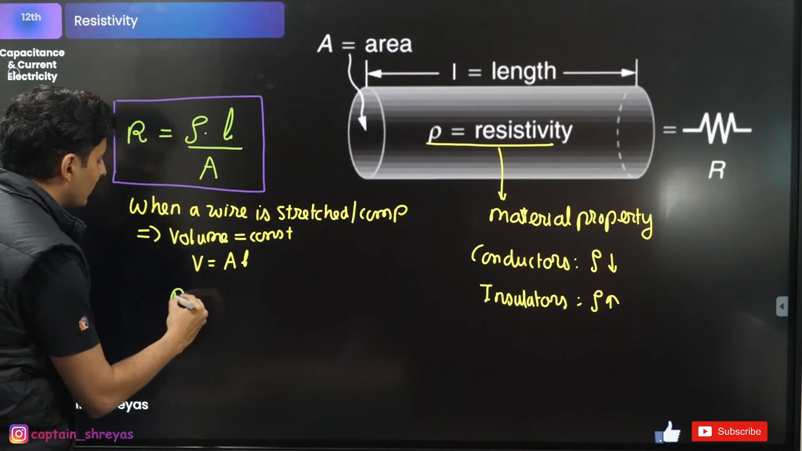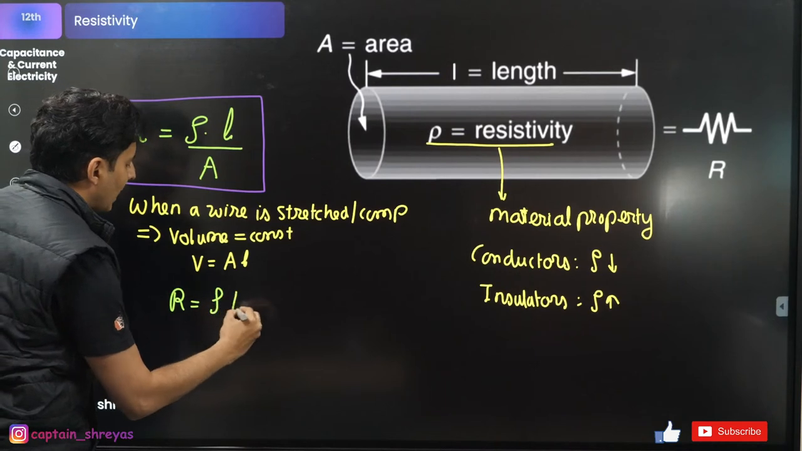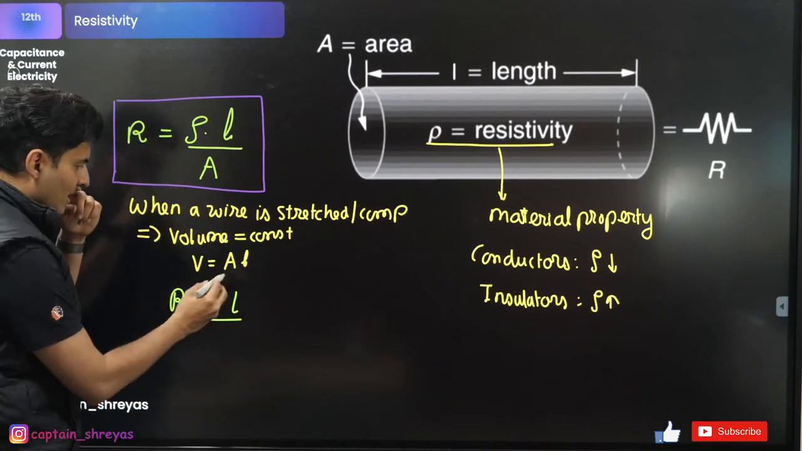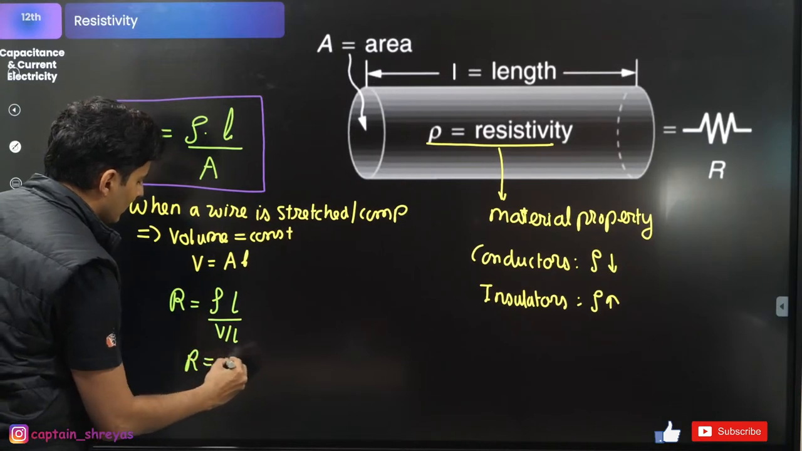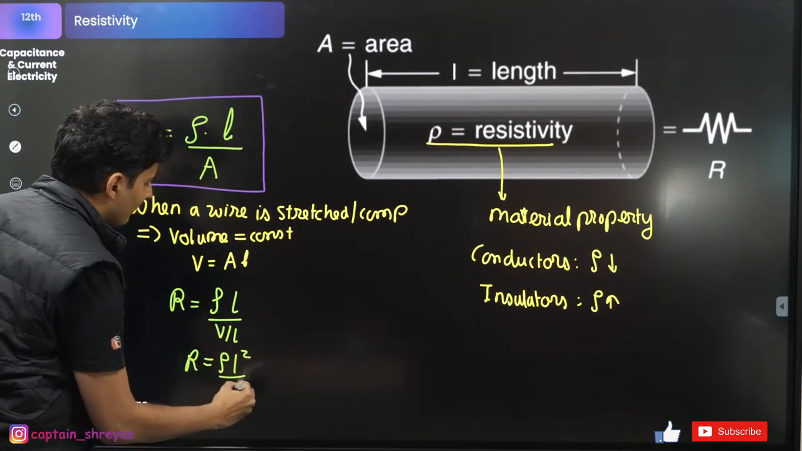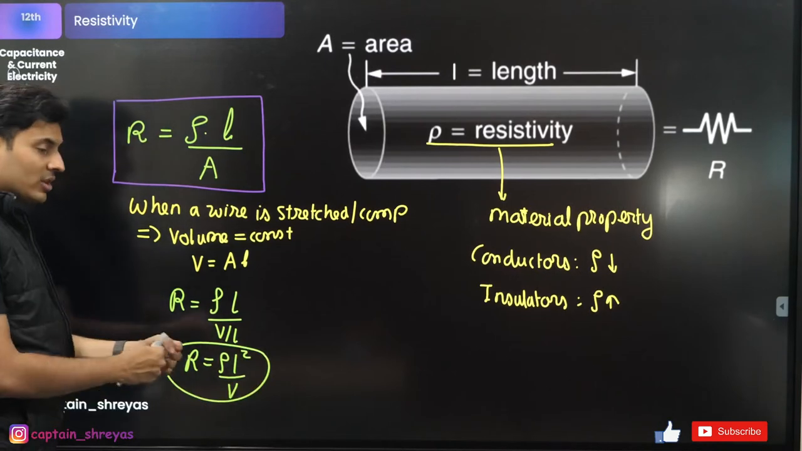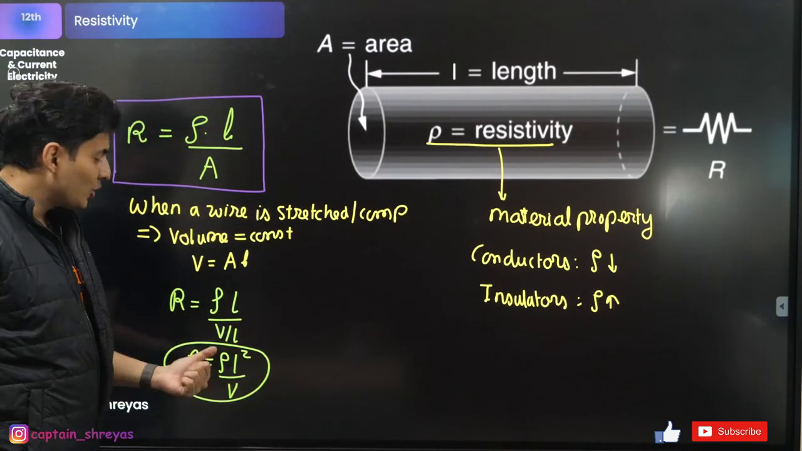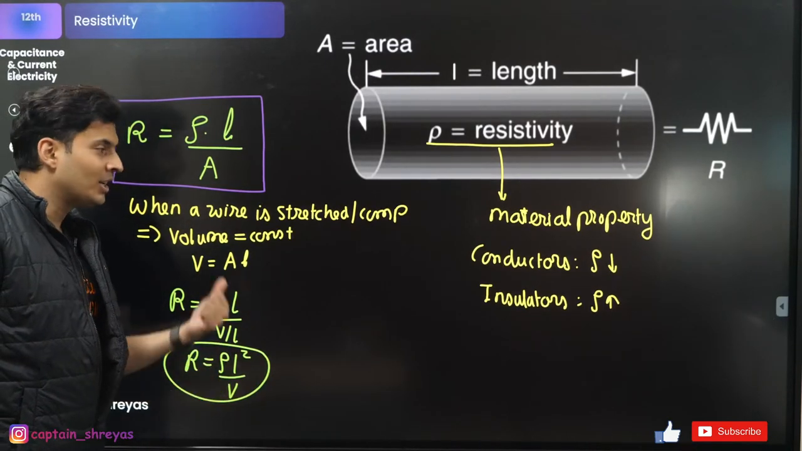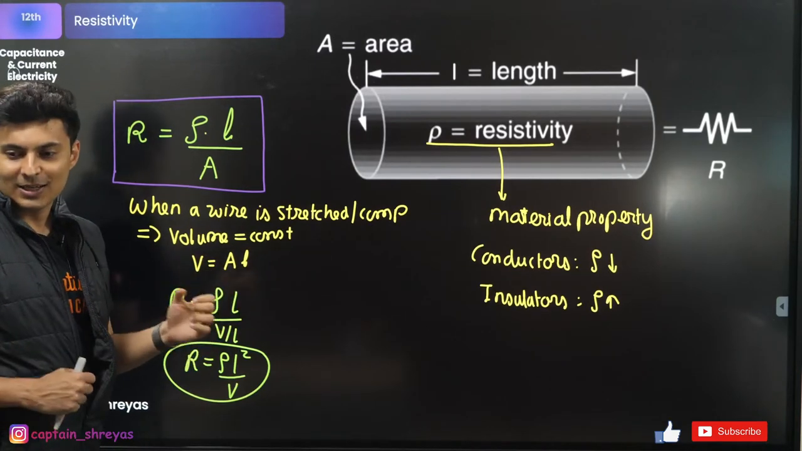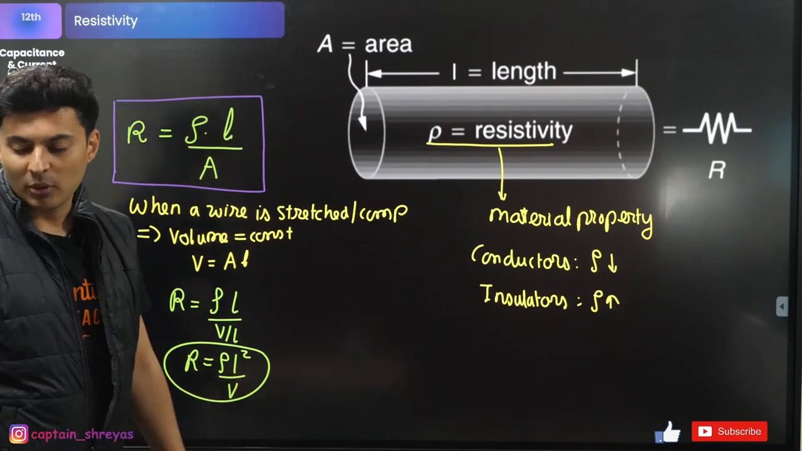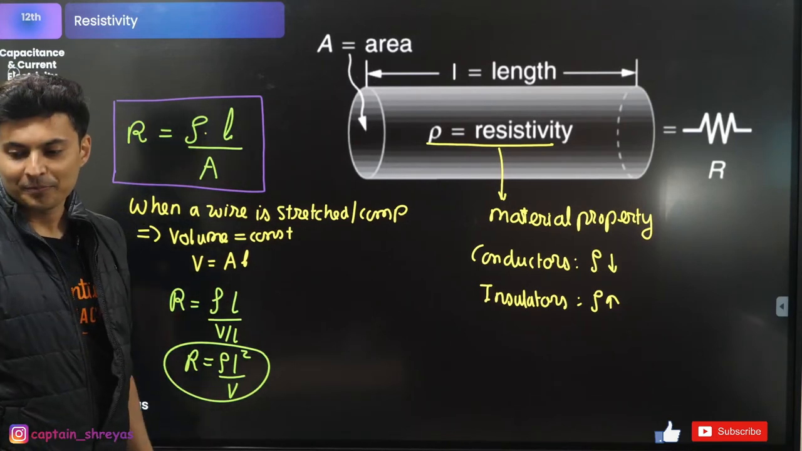Hence, the formula for resistance becomes rho L. Instead of area, you just put it as V by L. So the value of resistance becomes rho L square by V. This is the formula when you stretch it or compress it. Okay, so it is proportional to the square of the length when you are taking the same wire and elongating or compressing it. Is that okay? Exactly. Very important. Awesome.